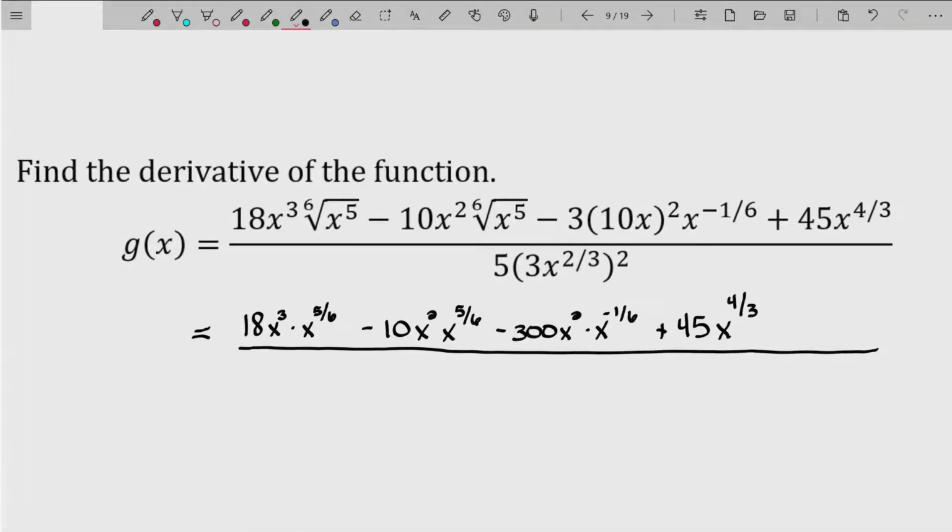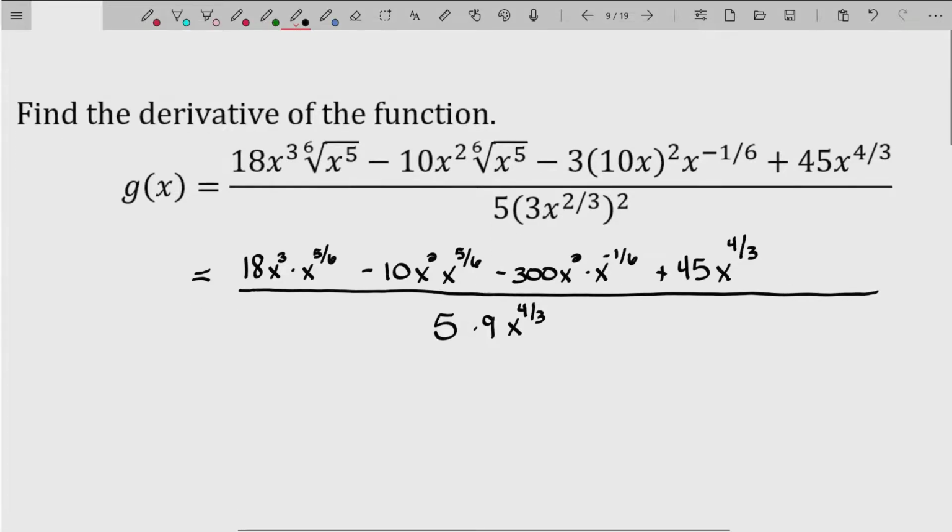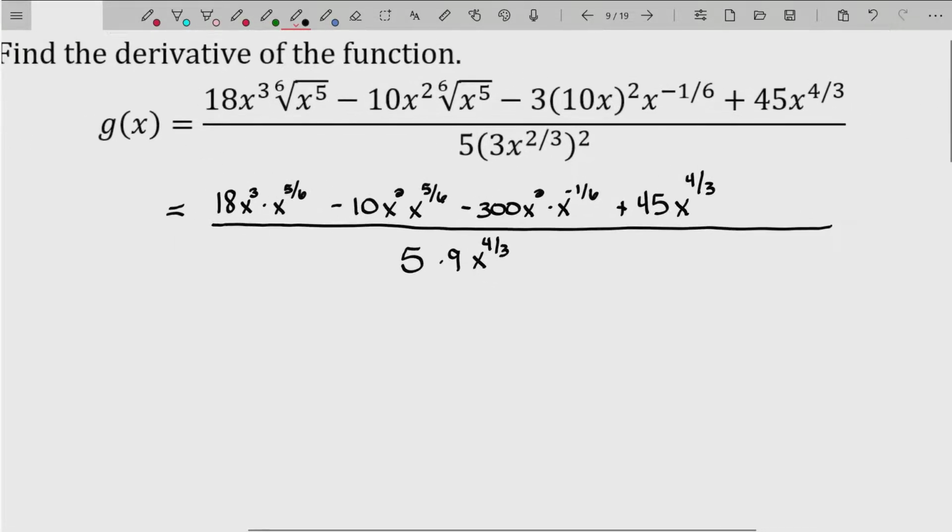Downstairs, we'll go ahead and say that's 5, and then we're going to square the 3, so times 9, and apply that square to the x to the 2/3. Remember, powers raised to powers will multiply. So that's 2/3 times 2, or 4/3, x to the 4/3. We're almost ready. Still a little extra work left here.